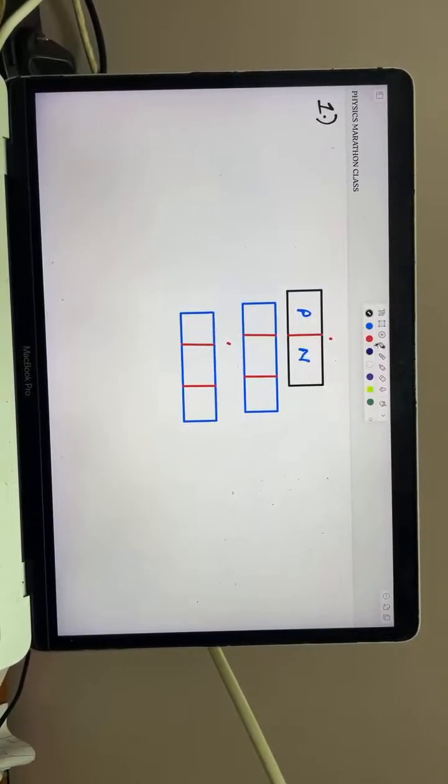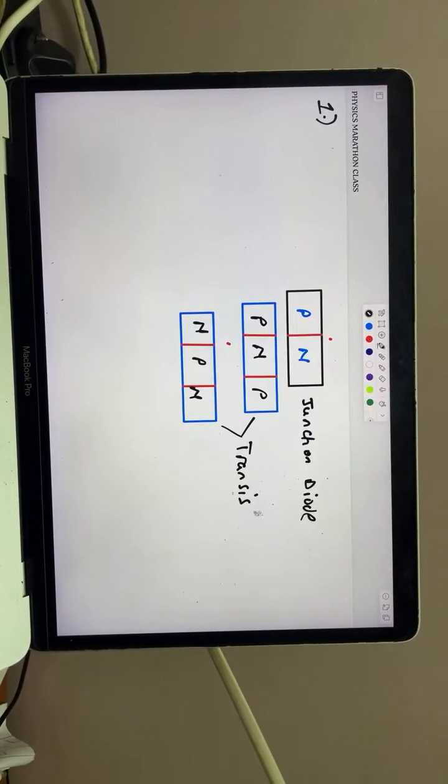So sometimes you have a PNP transistor or an NPN transistor. Now these two are transistors. Don't forget, this is a junction diode, and these two are transistors. You can check my video out, I made everything in detail.